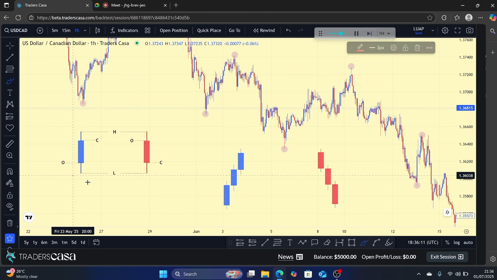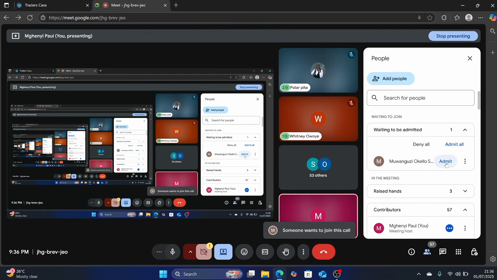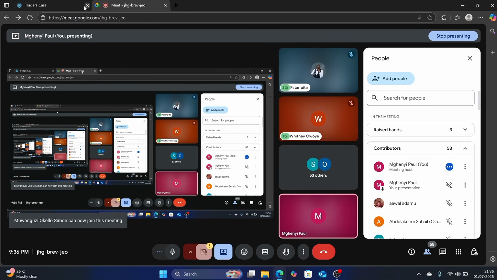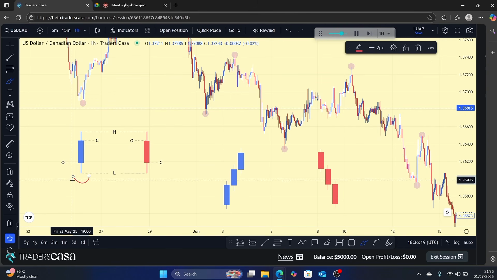So this one here is the bullish candle, and this one here is the bearish candle. The bullish candle shows a rise in price, and the bearish candle shows a fall in price, or a decrease in price.